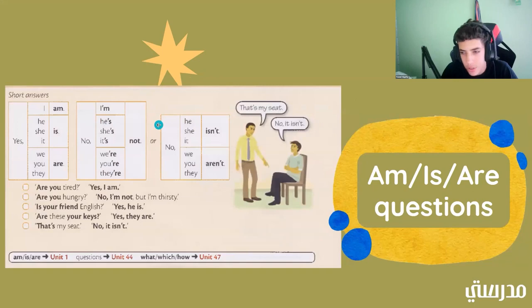Now we have short answers. Okay. So these ones are not as complicated as the last ones. Well, actually, they're a little bit more complicated. Why? Because you add another word before you combine. So like, yes, I am. Yes, he is. Yes, she is. Yes, it is. Whenever you say yes, you wouldn't really combine. Okay. So if you're answering, yes would not be always the right thing to do. But whenever you say no, that is when you should combine.